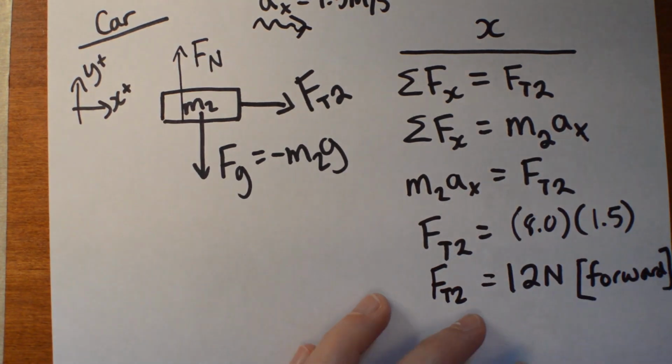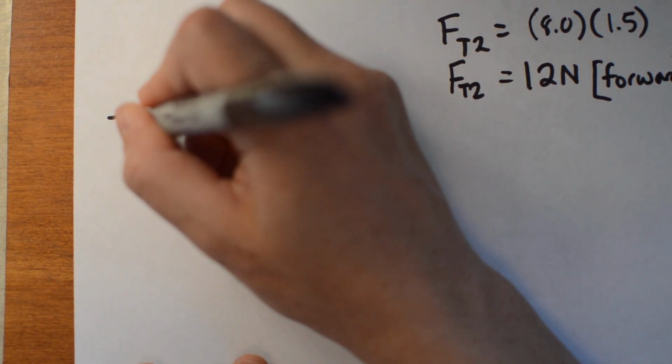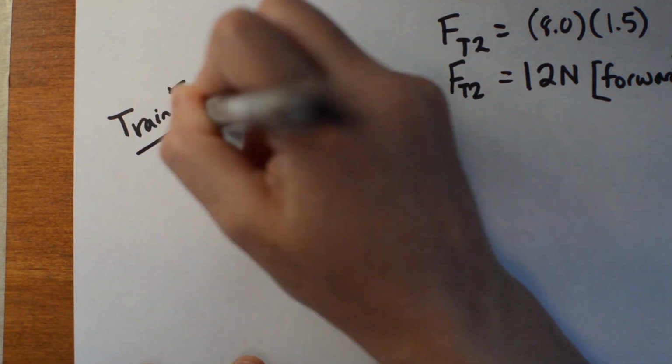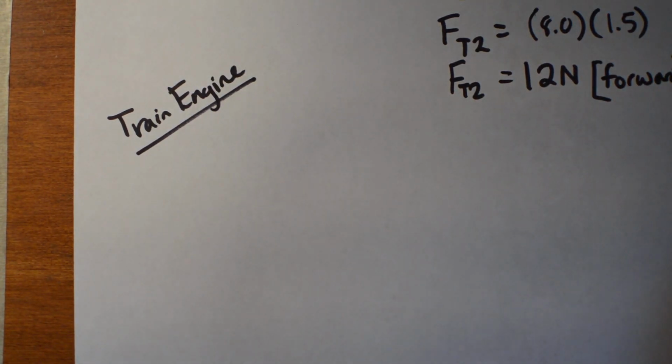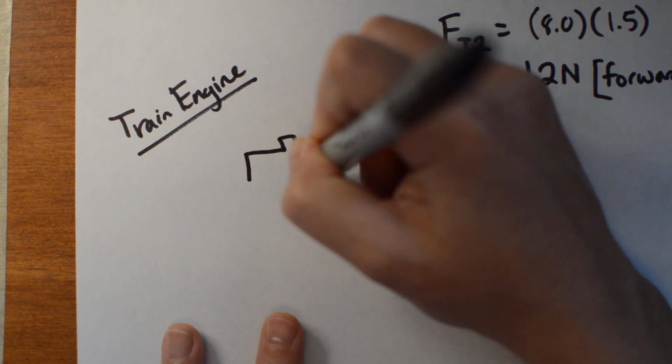If you want to check and just be sure physics isn't broken, you can always do another free body diagram of the train engine, and you could use that free body diagram to get Ft2 and see if you get the same result. So here's my train engine. It's a really bad picture, but there it is.